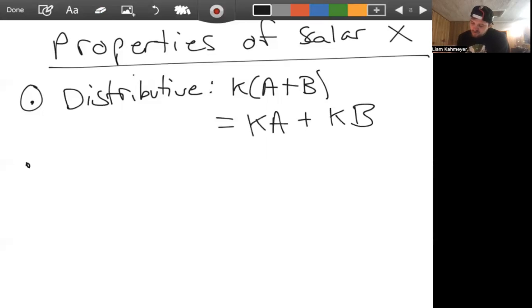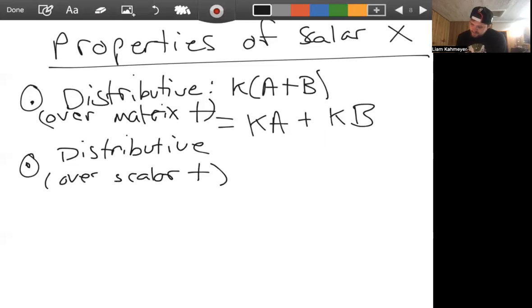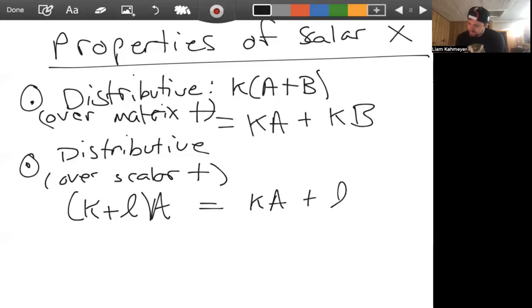So let me be more explicit here. We have distributive over matrix addition. And then we also have distributive over scalar addition. So let's say we have 2 scalars here, K and L, and we are adding these 2 scalars, K and L, and we are scaling the matrix A by this K plus L. Well, then the scalar multiplication distributes over scalar addition as well. So this would be KA plus LA.